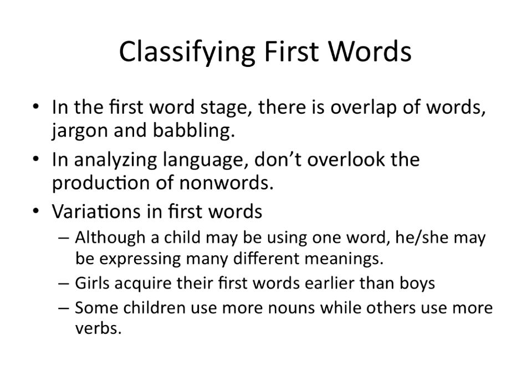Okay. In the first word stage, between 12 and 18 months, there is an overlap of words, jargon, and babbling. So you're going to hear things you don't understand. So when you analyze the language, you want to look at the production of non-words too, especially proto words, because the proto words are a transition to words. Although a child may be using one word, he or she may be expressing many different meanings in that one word.